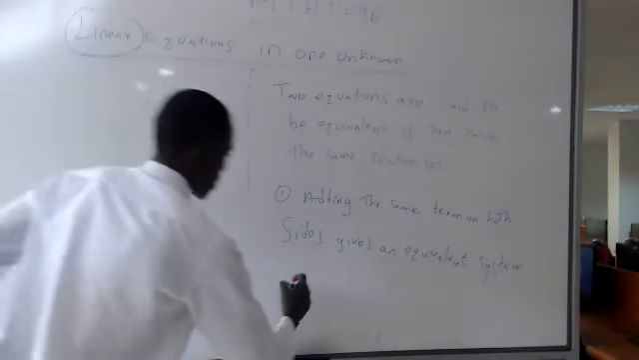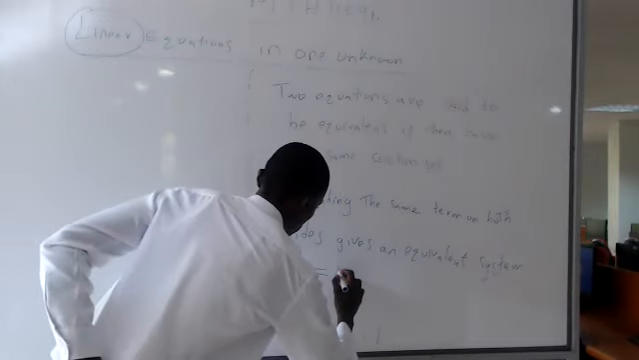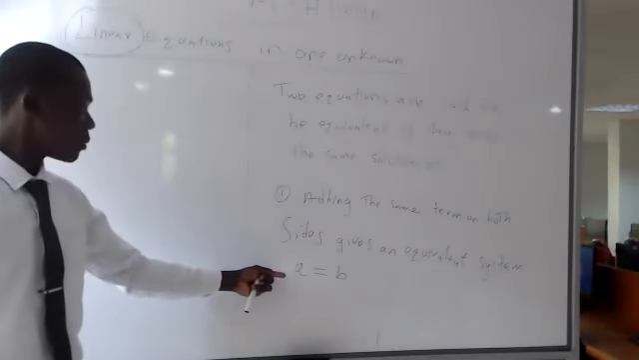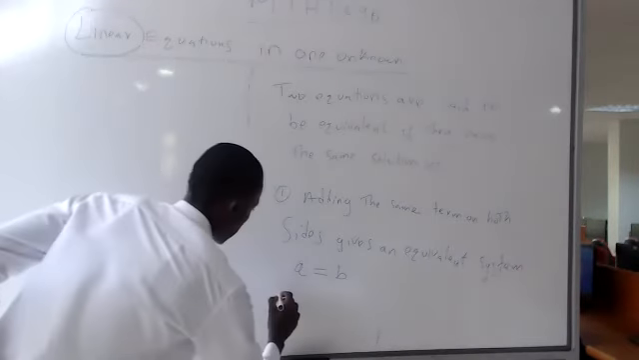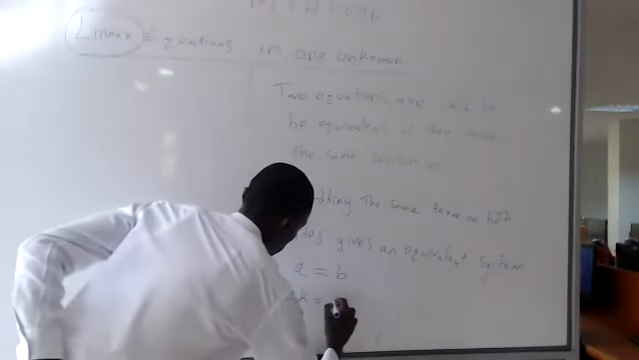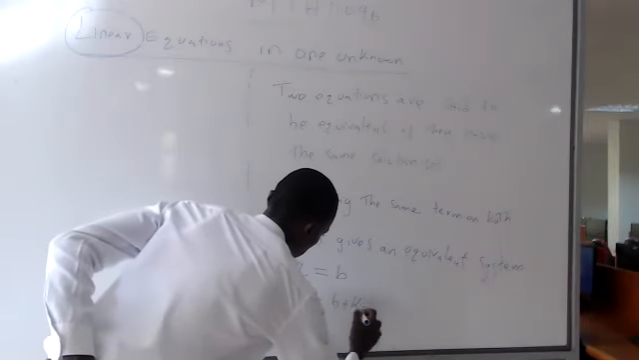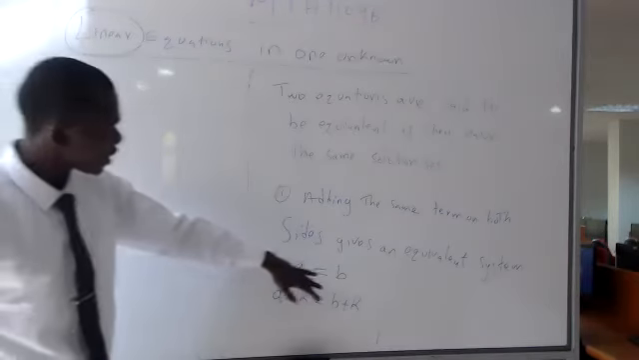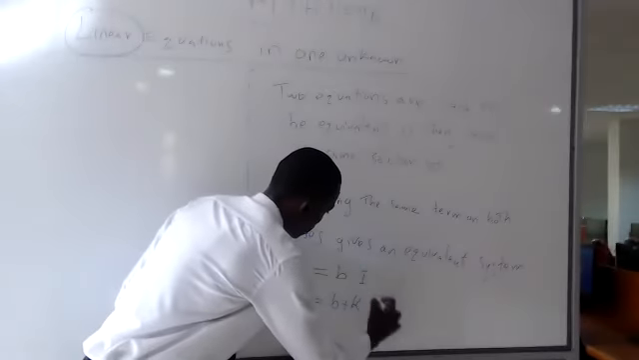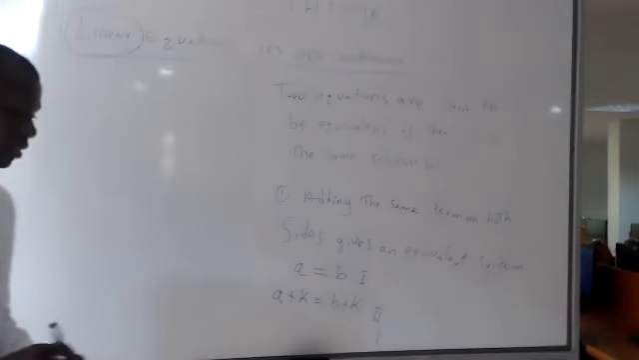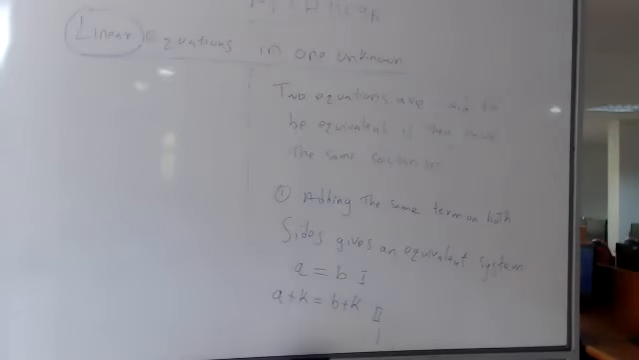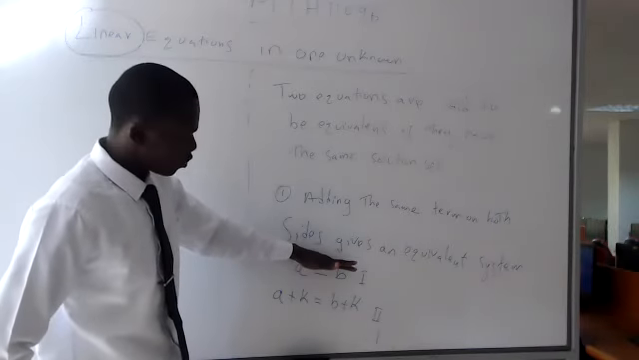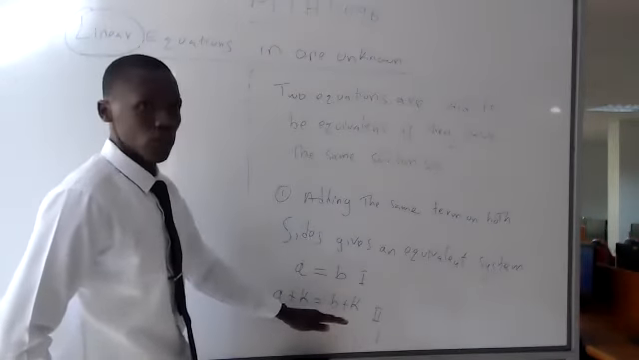So for example, let me give an example here. Suppose I give you an expression that A is equal to B. Then if you add the same term on both sides, you will get an equivalent system. For example, let's say I add K on both sides, then A plus K is equal to B plus K, which will be an equivalent system because they will have the same solution set. So what we are saying is that equation 1 and equation 2 are equivalent, meaning they have the same solution set. So if I solve the first equation, then the solution set will be identical to the one for the second equation and vice versa.